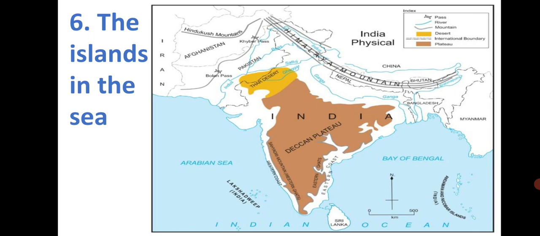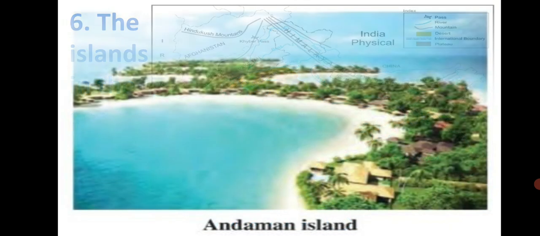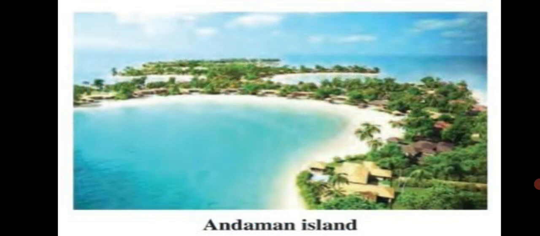The manuscript Periplus of the Erythraean Sea, or Handbook of the Red Sea, makes a mention of Indian islands. It has been written by an unknown Greek sailor. That means during ancient times, these islands were used for sea trade. So, we have learned the important geographical features of India with respect to ancient India. Now, this is a picture of Andaman Island. It's there in your textbook on page number 4.